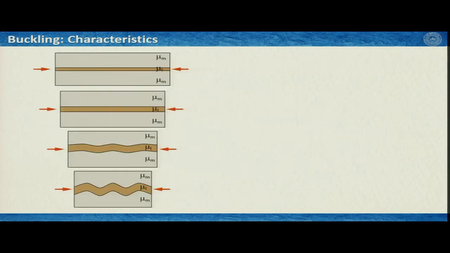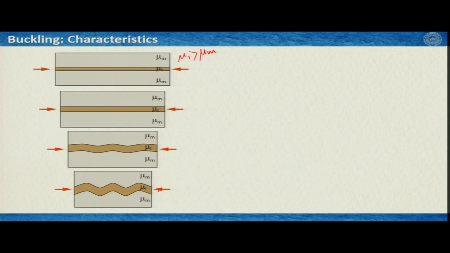So what we see here is that initially this is the configuration: I have a thin layer with the viscosity mu L, which is embedded within a matrix with the viscosity mu M. The condition is mu L is greater than mu M. Now if I try to compress it, at the very beginning I will not see any folding or buckling. The layers would shorten homogeneously, the strain is distributed within the layers, and the entire system would shorten along the compression direction. Then at one point of time, these wavelengths would appear, and they further tighten with continued deformation.